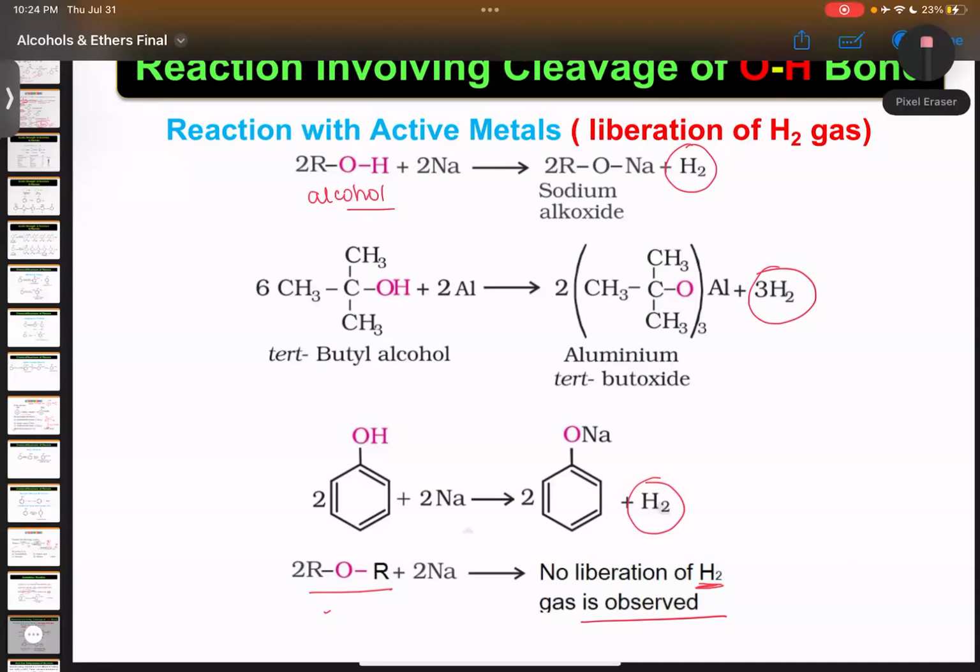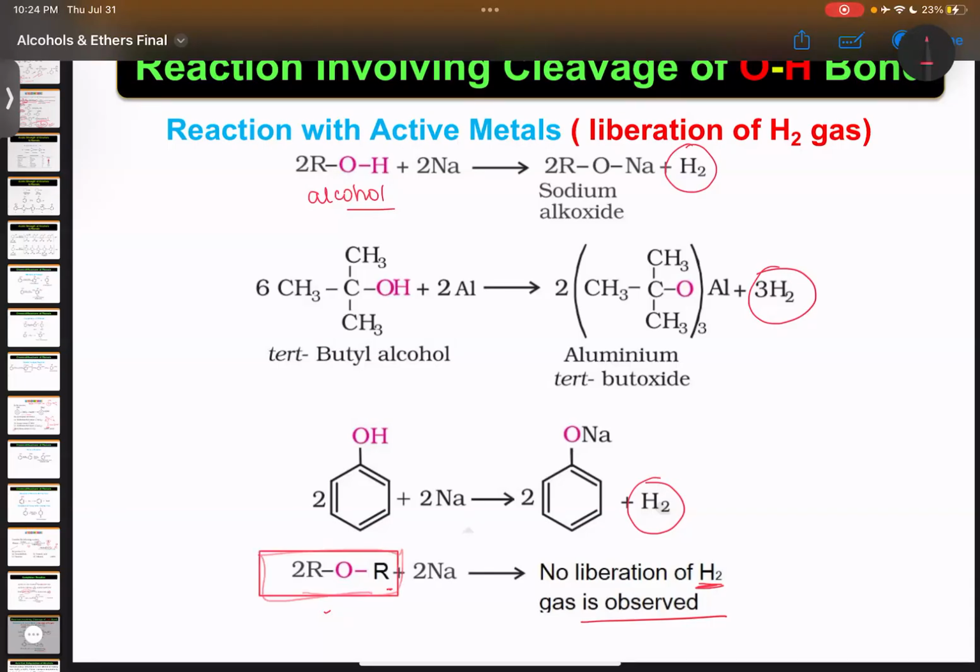Because there is the most steric hindrance, so it can't. There is no H at all on the oxygen. You need OH, H plus. There is no H plus in ether. Got it?